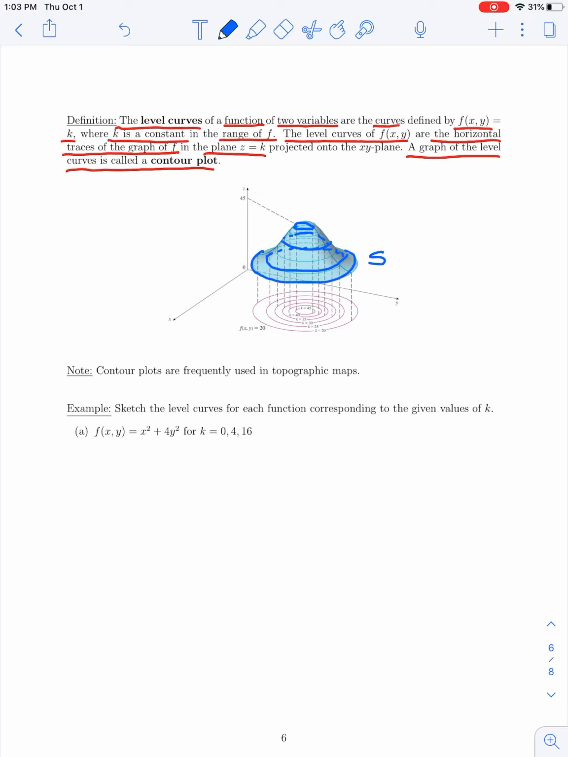So here, by looking at the intersection of our surface with these different planes defined by different values of z, we get curves, and if we project these curves down onto the xy plane, we have a contour plot. So the projection of all of these level curves onto our xy plane gives us a contour plot. And these contour plots are used frequently in topographic maps.